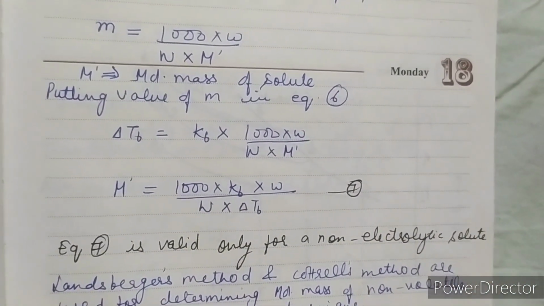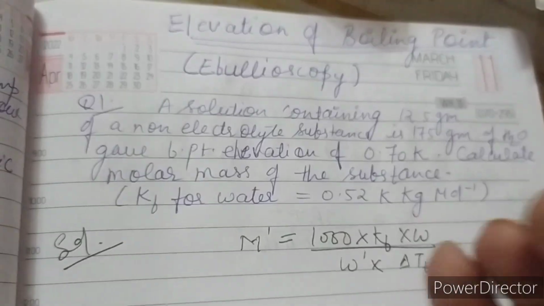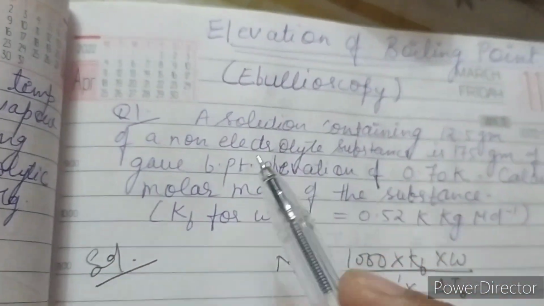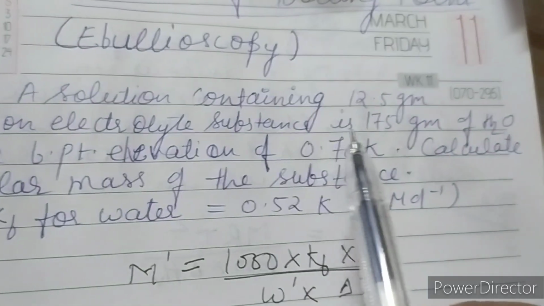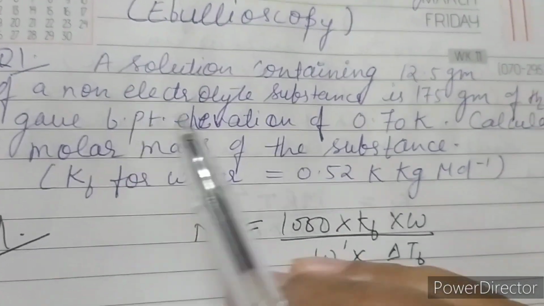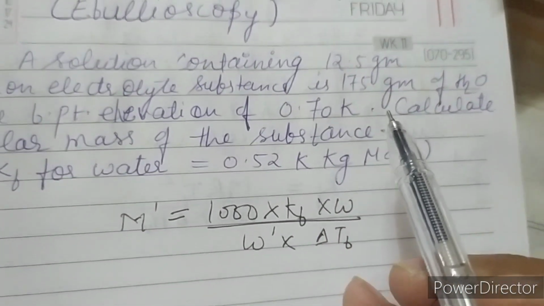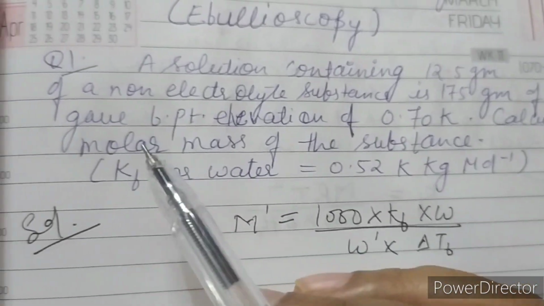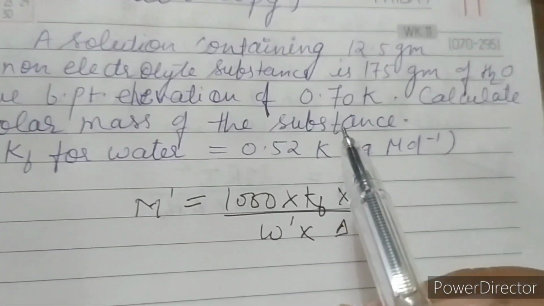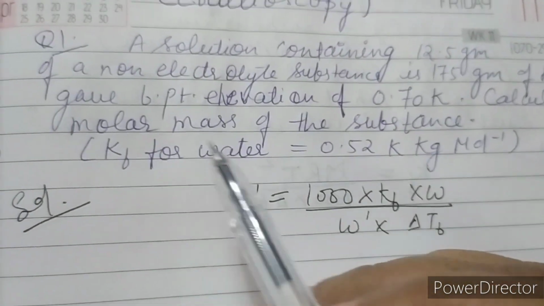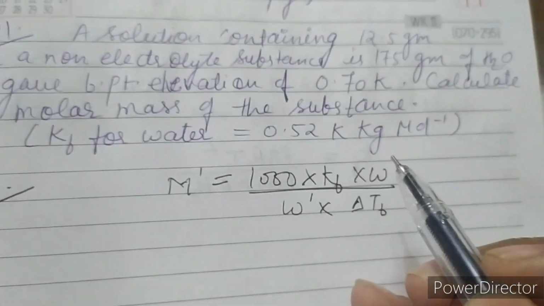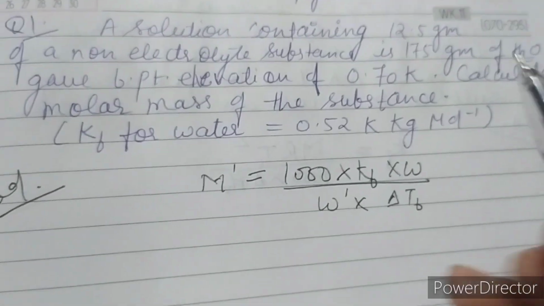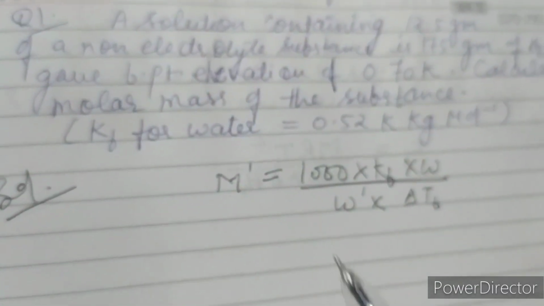Now let's see some of the numericals related to it. Now students, let's solve a few numericals. Question number 1: a solution containing 12.5 gram of a non-electrolytic substance in 175 gram of water gave a boiling point elevation of 0.70 Kelvin. Calculate the molar mass of the substance, and Kb of water has been given as 0.52. So you have to calculate the molar mass of the substance.